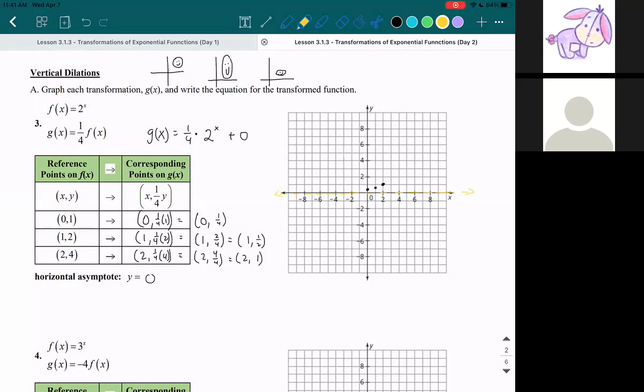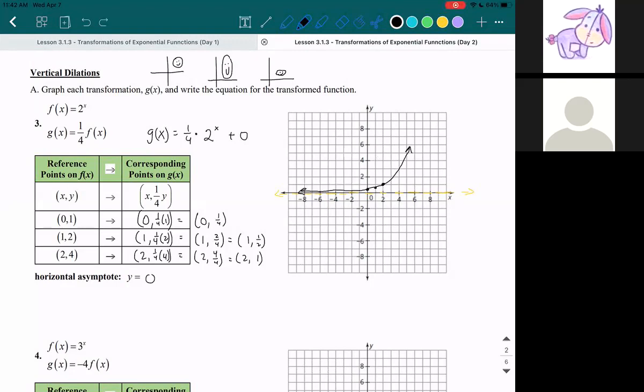Okay, so that's your asymptote. And now let me connect these dots. So it's a lot smushed, a lot more smushed. But essentially, this is what your graph looks like. Originally, it stood taller. It looked like that, but now it got smushed.